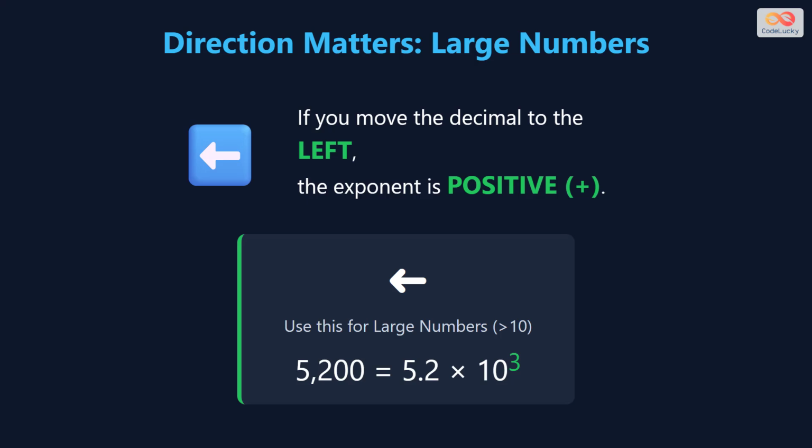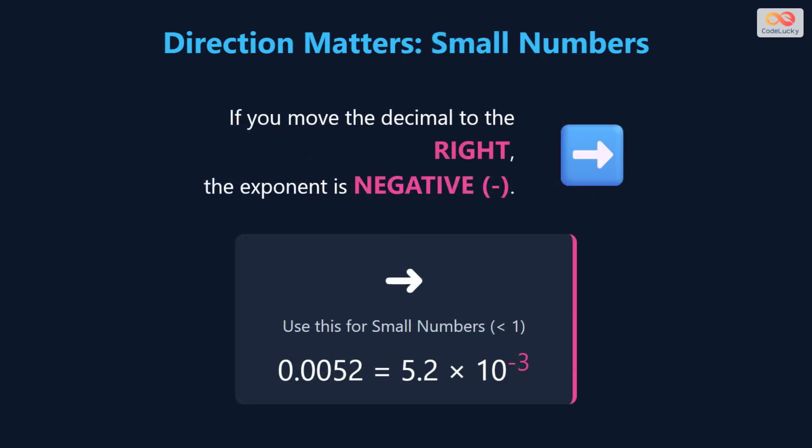Now we need to decide if the exponent is positive or negative. If you moved the decimal to the left, which we do for large numbers like 5,200, the exponent is positive. Think, large number, positive power. Conversely, if you moved the decimal to the right, which happens with small decimal numbers like 0.0052, the exponent is negative. Think, small decimal, negative power.